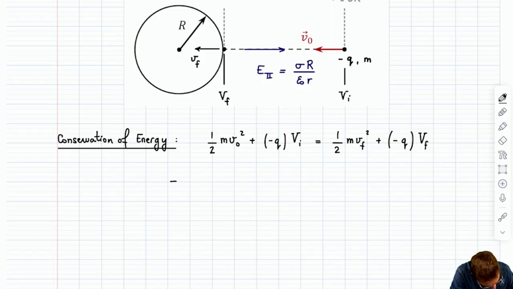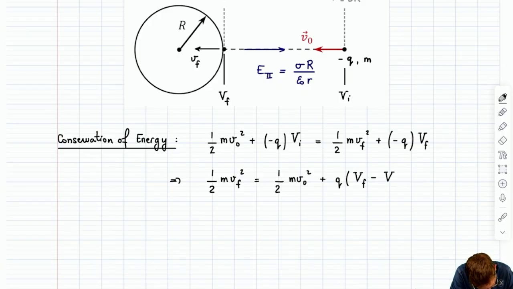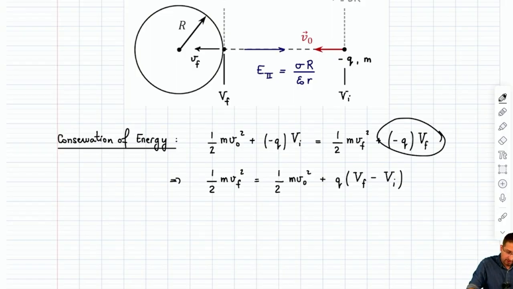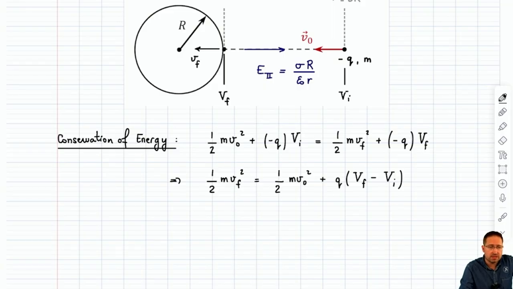So I'm going to get that 1/2 of m V final squared is equal to 1/2 of m V0 squared plus Q times V final minus V initial. Just to be clear, I added Q V final on both sides, and just factored it out because I had minus Q V initial here.